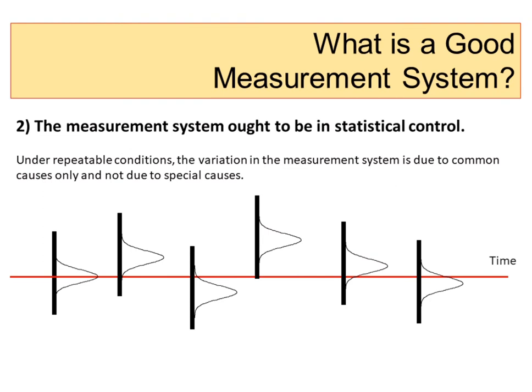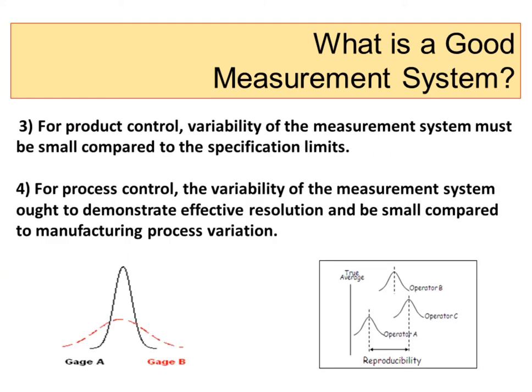2. The measurement system ought to be in statistical control. Under repeatable conditions, the variation in the measurement system is due to common causes only and not due to special causes. 3. For product control, variability of the measurement system must be small compared to the specification limits. 4. For process control, the variability of the measurement system ought to demonstrate effective resolution and be small compared to manufacturing process variation.